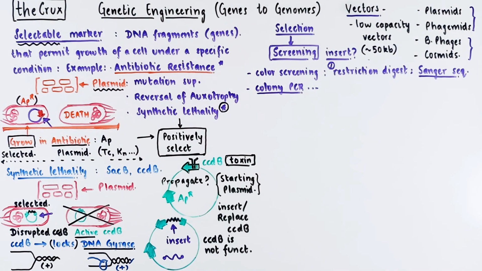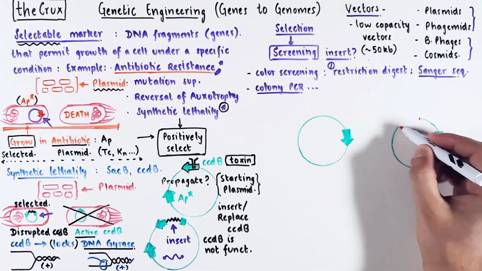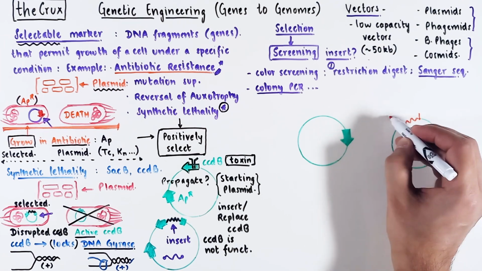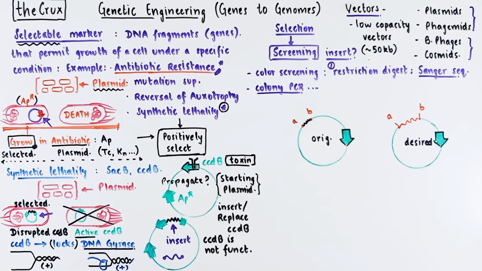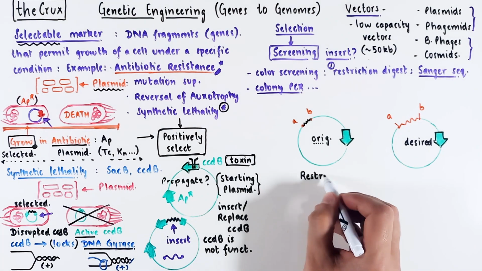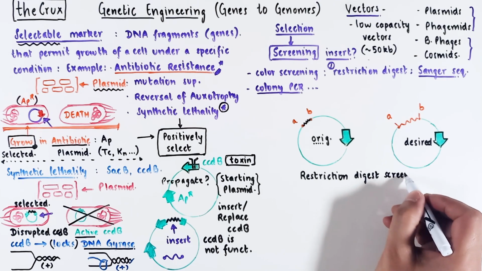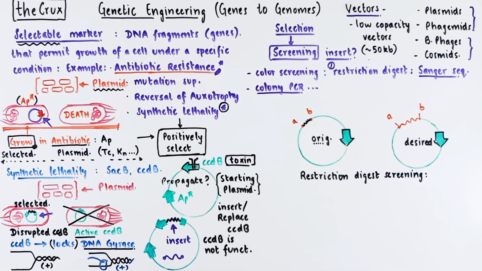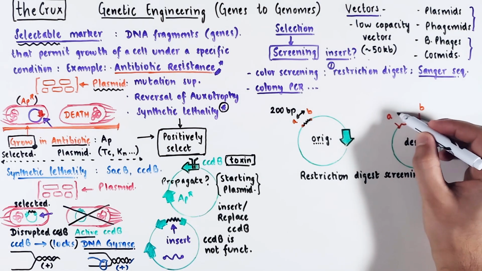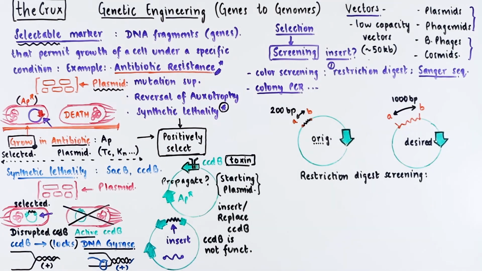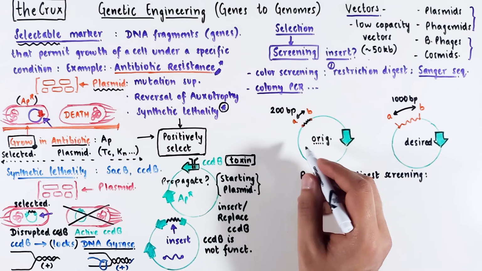Starting with restriction digest. Let's say your starting plasmid was selected for antibiotic resistance. You tried to insert your DNA of interest between restriction sites A and B. Both of these plasmids will get selected and grow. And then how do you check if the bacteria that you have contains the desired plasmid or some fragment from the original plasmid itself? Let's define a few things. Say the distance between A and B is 200 bases versus when you insert something, the distance is 1000 bases.